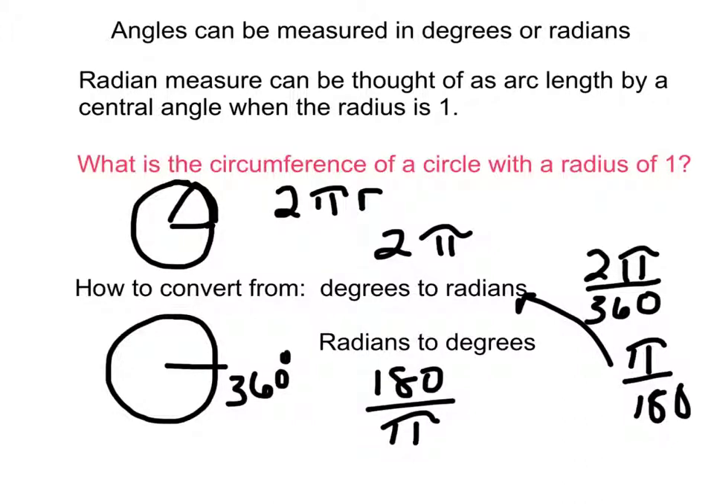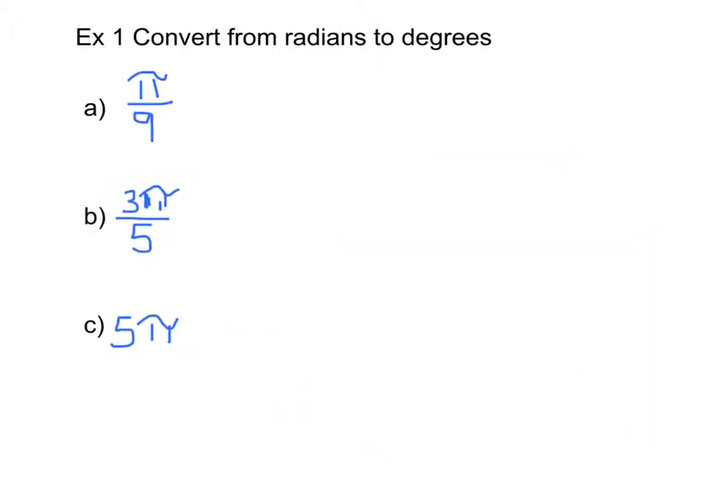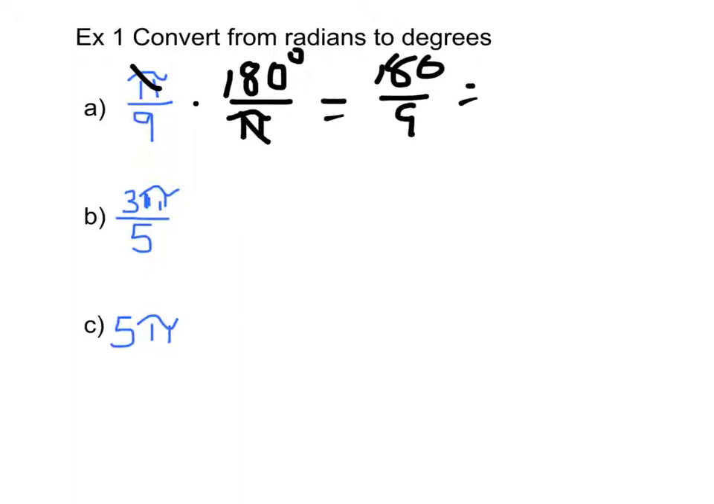Let's do some examples. We want to convert from radians to degrees. If I multiply this by 180 over pi, the way I remember that it's 180 over pi is this way, the pi's cross out, and I'm left with just degrees. So I have 180 over 9, which is 20 degrees.